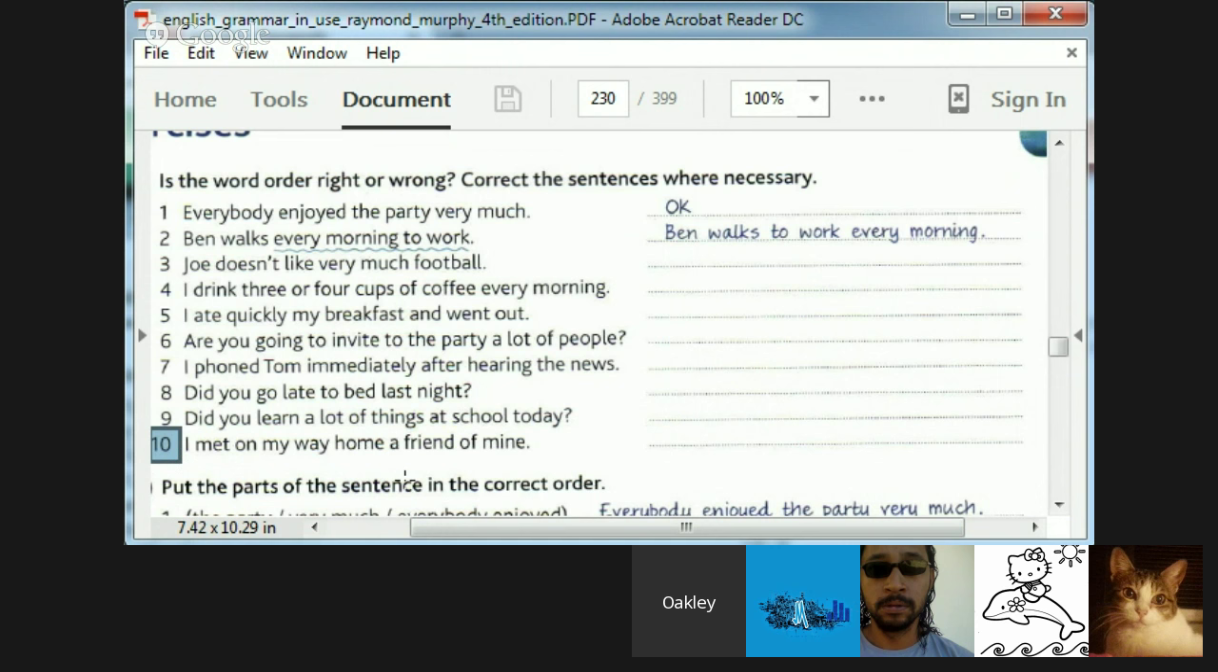Okay, Mustafa, number 10. I met on my way home a friend of mine. Okay, there are two possibilities for this sentence. I met a friend of mine on my way home, or we can say, on my way home I met a friend of mine. So you're moving the place to either the end of the sentence or the beginning of the sentence, right? That's basically all you're doing. Yeah, and that's correct. You're absolutely right about that. Yes, you got it.